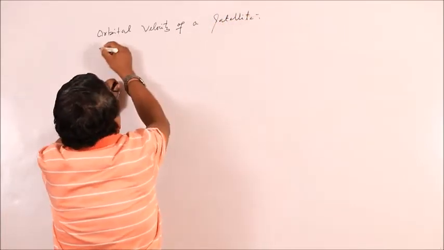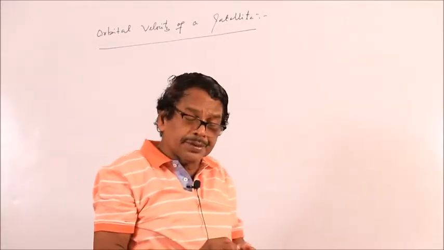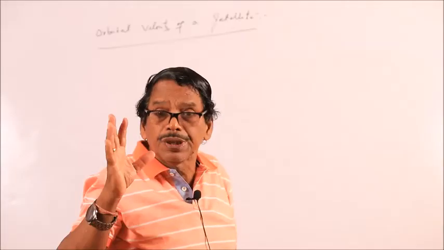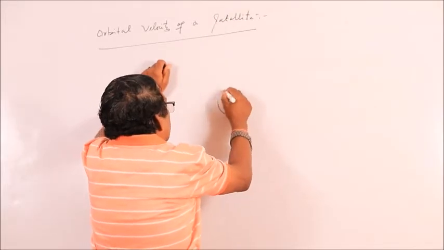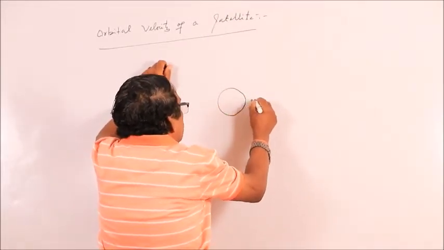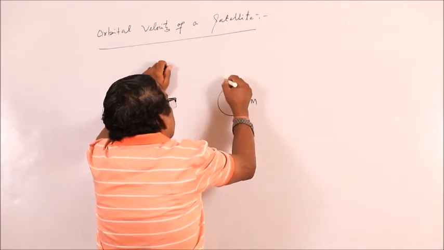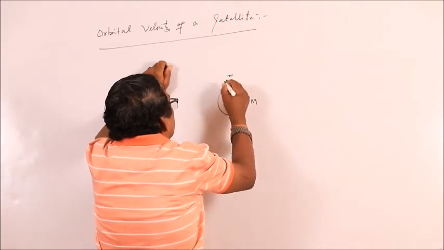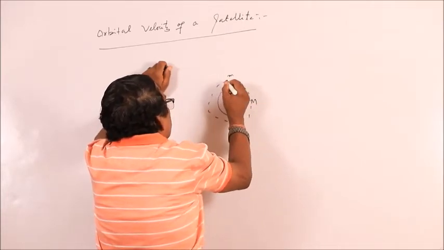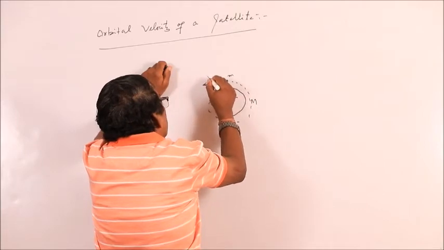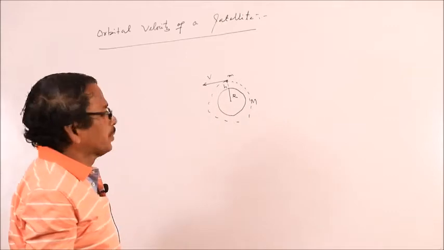Orbital velocity of a satellite. A satellite is that which is revolving around the planet, and for Earth, Moon is the natural satellite. So, let us consider Earth, mass M, radius R. A satellite of mass m is moving with a velocity v at a height h above the surface of Earth.